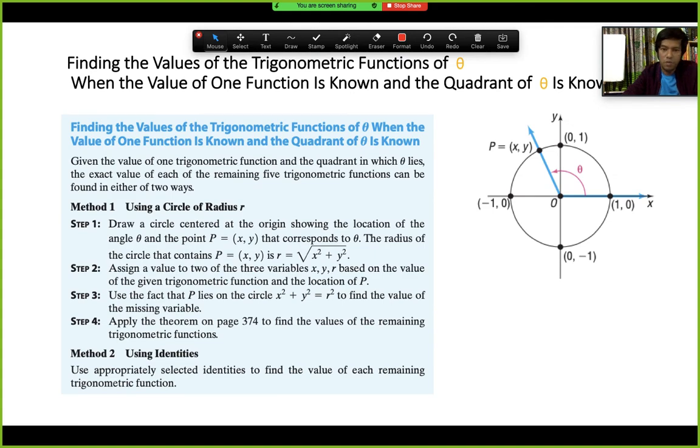This is a summary of what we did. There are two methods to solve them: one is using a circle of radius r, and the other is using the identities. These are taken from the book.